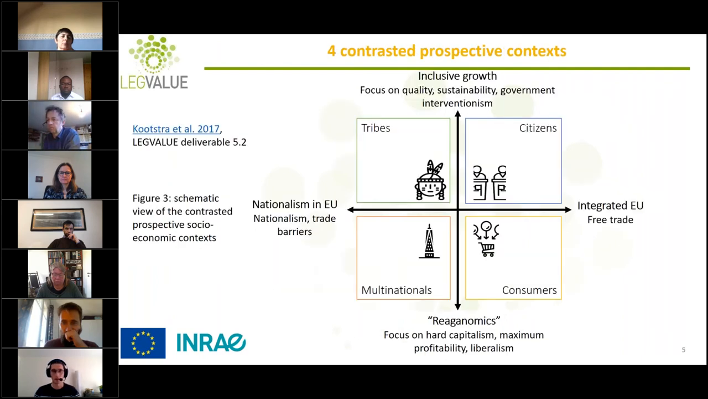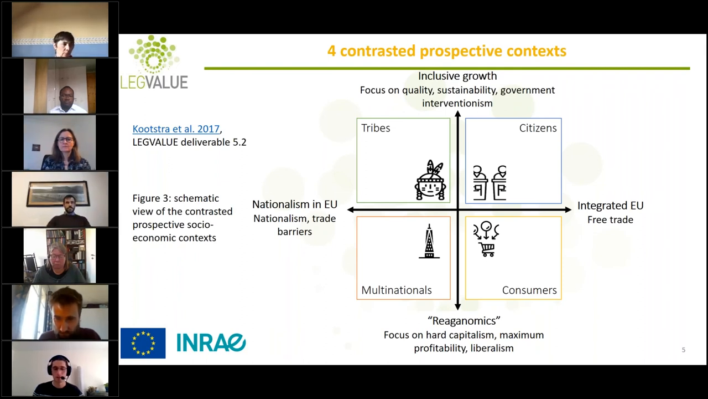And all of these cropping systems have been distributed according to these four contexts. So these contexts have been designed by another Leg Value work package, and you can read about them in Deliverable 5.2, which is publicly available on the Leg Value website. And here we go very briefly through them. So they describe four prospective possible future situations, regarding trade barriers and environmental concerns.